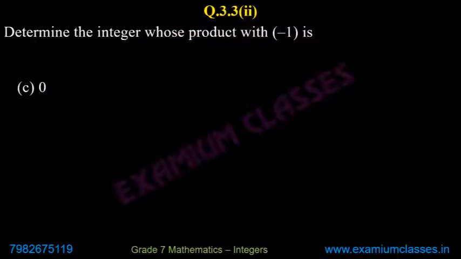Determine the integer whose product with -1 is 0. Arush, Siddhi, Yashri, Tina, everyone. Correct. Good. So it will be 0 only. Anything multiplied with 0 will give you 0. So the answer will be 0.